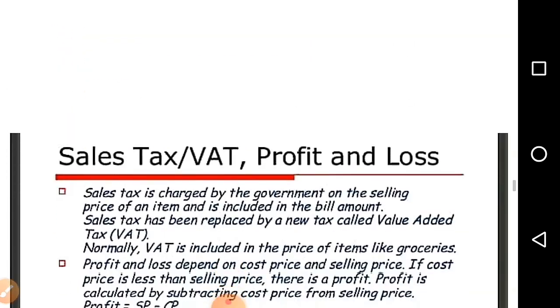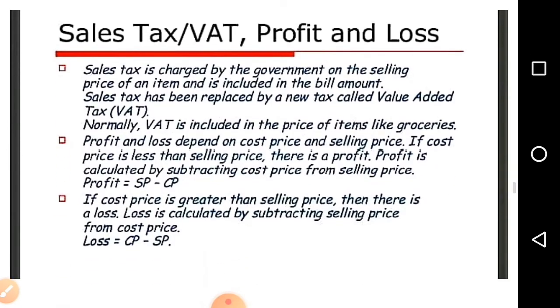Now moving ahead, discount means we have to do reduction. Next is sales tax or VAT, profit and loss. Sales tax or VAT are the taxes which we have to pay extra. So this is addition. Discount was subtraction, reduction, but here the tax will be added. Sales tax is charged by the government on the selling price of an item and is included in the bill amount. It is included in the bill amount.